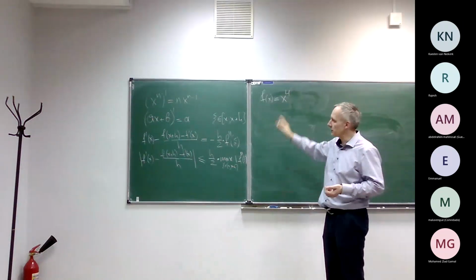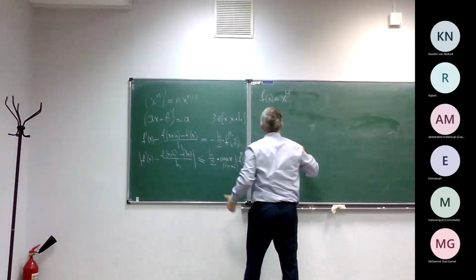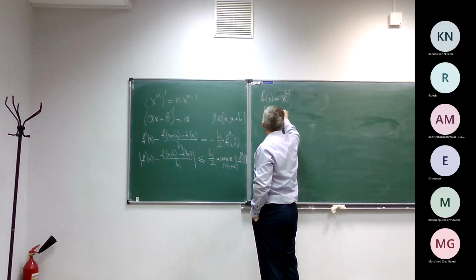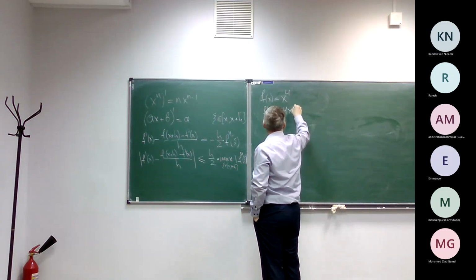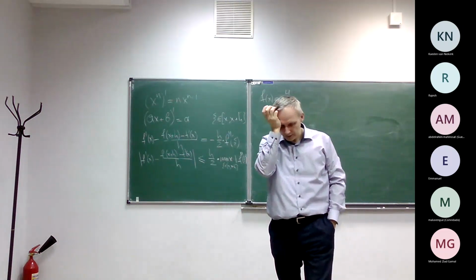What is the real derivative? We should apply this general formula. f prime of x equals 4x to the power 3.